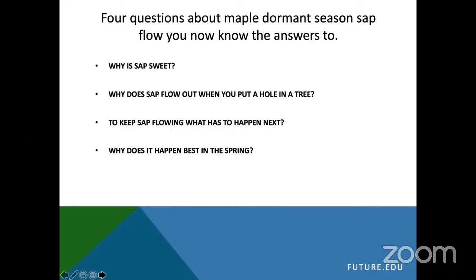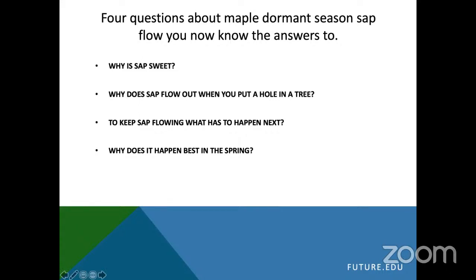Why does sap flow out when you put a hole in a tree? It flows out because it's a pressurized system, and you put a hole in a pressurized system, and what's under pressure is going to flow out. To keep sap flowing, what has to happen next? Well, you really have to have the negative pressure, those freeze periods, in order to recharge the tree and get it ready for the next positive pressure flow period.